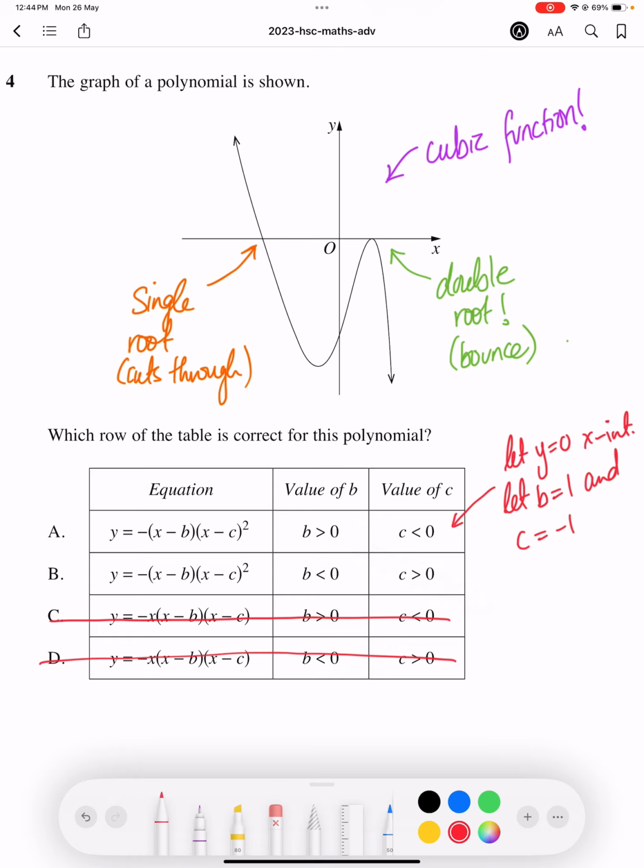So in order to conclude which one of those is the correct answer, we've got to do a bit of trial and error. I'm going to choose equation A and let B equal 1 so it satisfies this condition here. And let C equal -1 to satisfy that condition. And because we're working with the x-intercepts, we also have to let y equal 0. So let's plug all that into equation A, and let's see what we get.